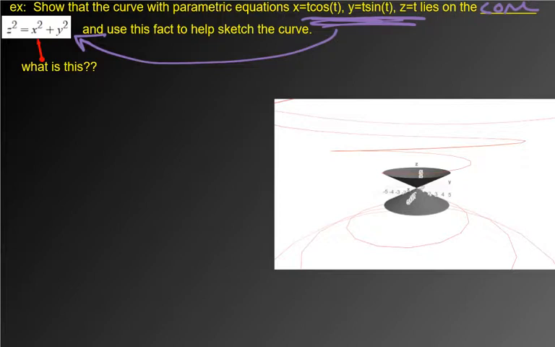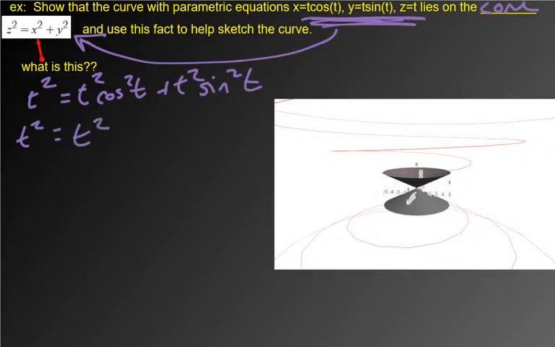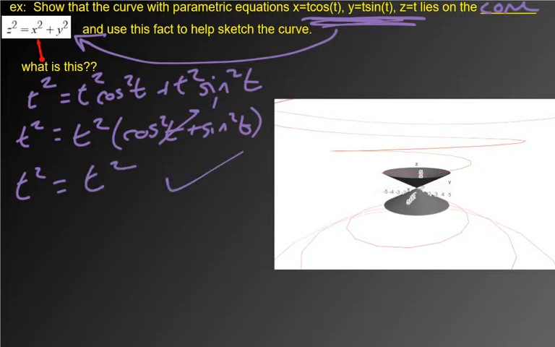So if you plug in z, which is t, you get t squared equals x squared, which is t squared cos squared, plus y squared, which is t squared sine squared. Then I would take a t squared out, and you have the trig identity where you can make this 1. And really, we can just stop there, because no matter what t you have, you have a true equation. So that proves that this red curve is always living on that cone right there.